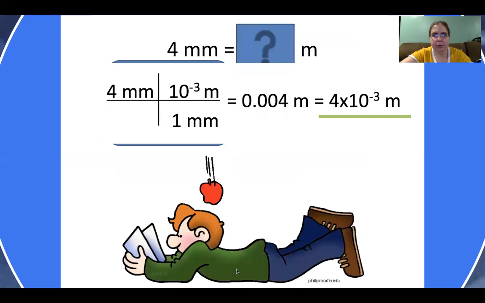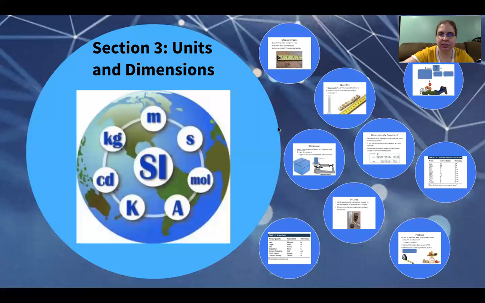And here's just an example. So 4 millimeters equal how many meters? Now from the chart, we know that milli, we said, was times 10 to the negative third. So we have 4 millimeters is what we're starting with. 1 millimeter is equal to 10 to the negative third. You could write it as 1 times 10 to the negative third if you wanted to, but it's the same answer. It equals 0.004 meters, or we could write that in scientific notation, 4 times 10 to the negative third meters. Again, we have a whole video on this, so don't stress out too much.